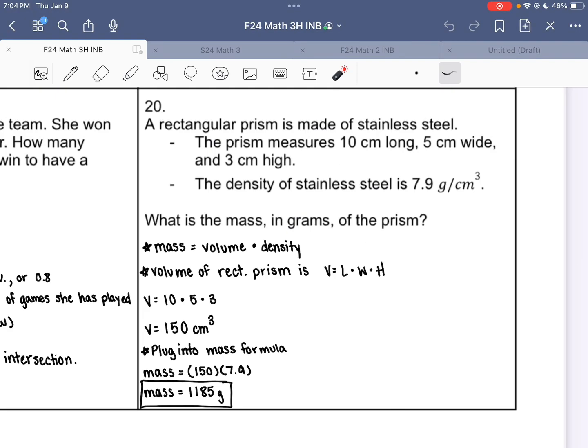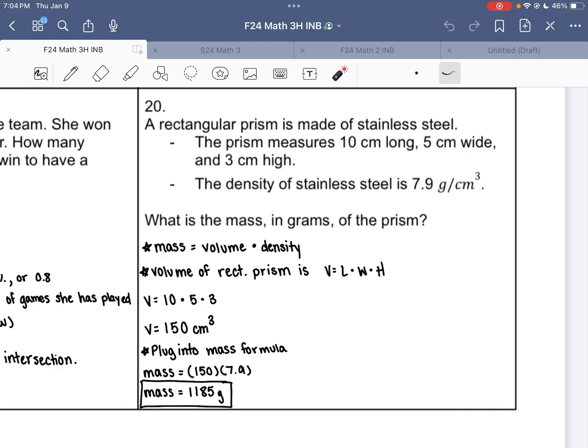So number 20 is talking about mass. And if you're like me, I freaked out a little bit when I first read this problem because I never took physics. I don't know much about mass, but it's a lot easier than it seems. So it tells us that we're using a rectangular prism, and it gives us the dimensions of this prism. So we're going to start by finding the volume.